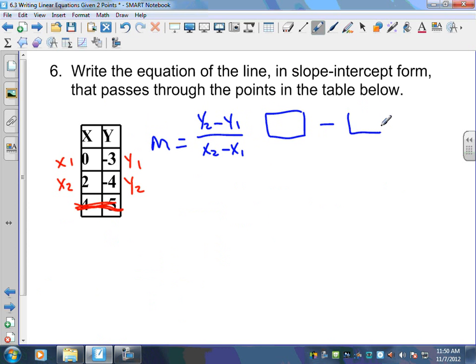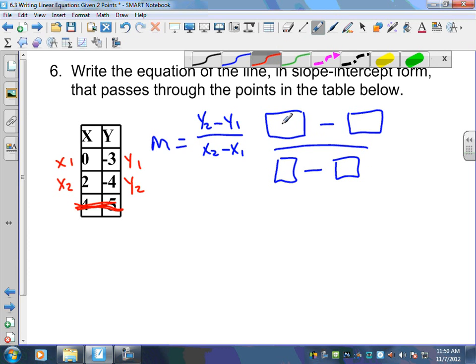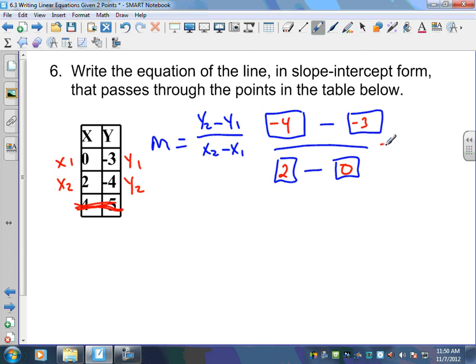So, box minus box over box minus box. y2, negative 4. y1, negative 3. x2, 2. x1, 0. Negative 4 minus negative 3 is negative 4 plus 3, which is negative 1, over 2. My slope, so here, I'm going to write this. M equals negative 1 over 2. I recommend you writing that somewhere around your x1, y1, x2, y2.